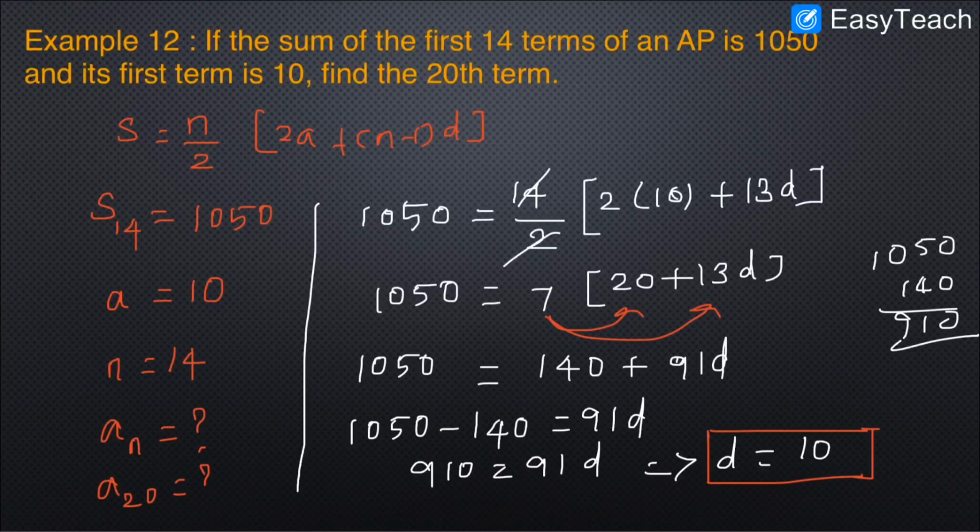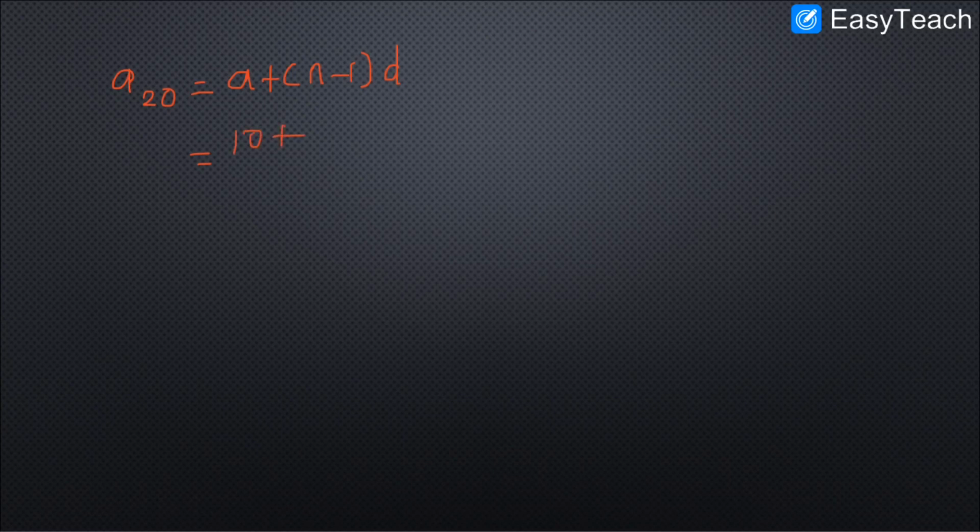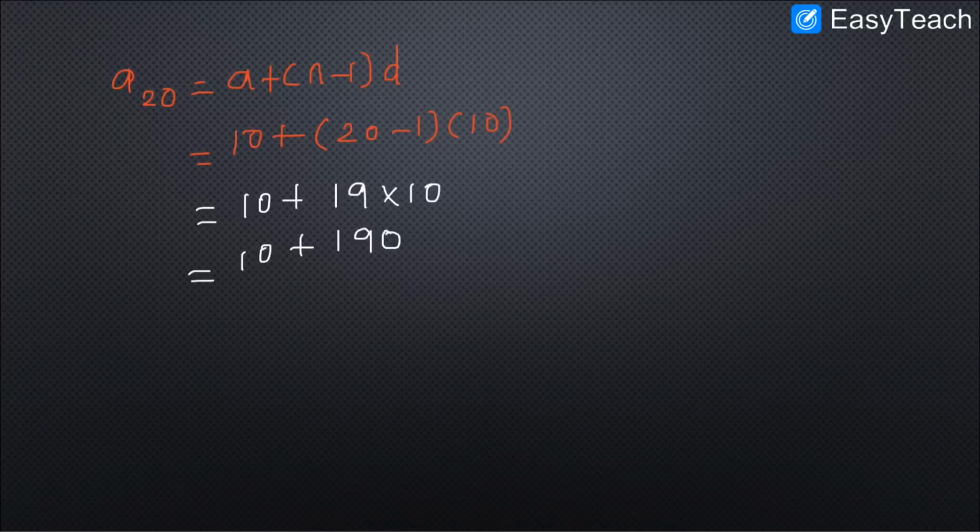What is the formula for finding the nth term? We are going to find the 20th term, so a20 equals a plus (n minus 1) into d. This is the formula for finding the nth term. So first a value is 10 plus (20 minus 1) into, for d, 10. After solving all these, I got 200. So we can conclude the 20th term is 200.